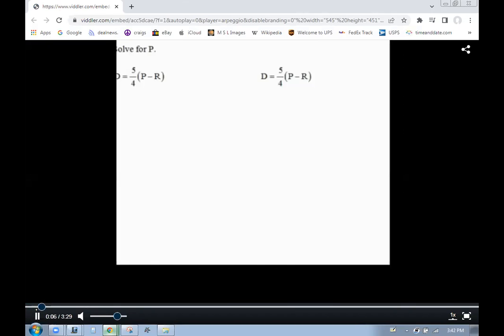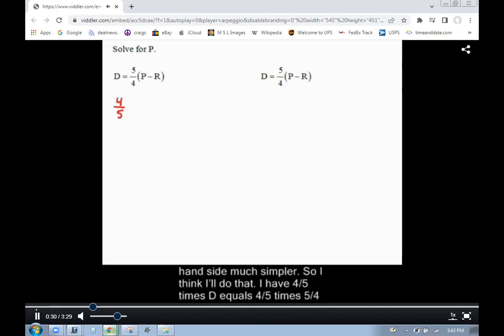In this video, we have the formula d equals 5/4 times the quantity p minus r. We need to rearrange the formula to solve for p. Well, I have two choices as to how to begin. I can clear parentheses, or I can multiply both sides by the reciprocal of 5/4. That would make the right-hand side much simpler. So I think I'll do that.